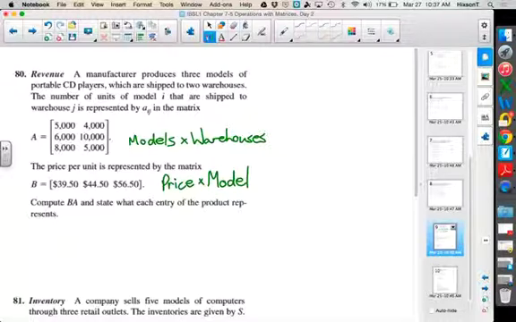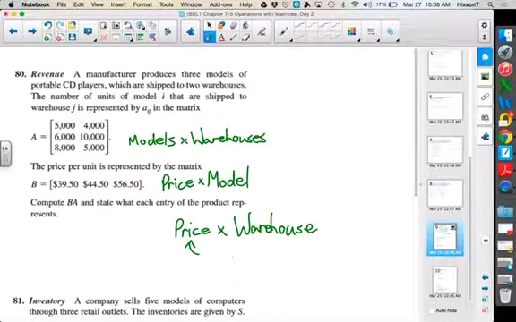So they're asking, what would BA represent? You could think of it as price. You're going to end up getting your prices by warehouse, but what is that price? The price per unit. He's taking the inventory. Alright, think about what kind of matrix we're going to get.